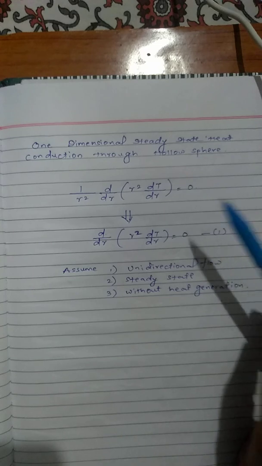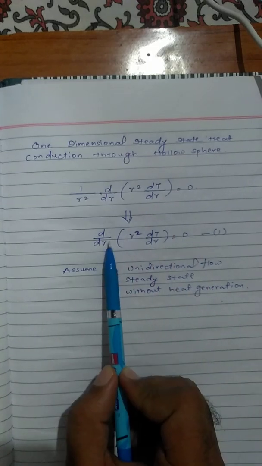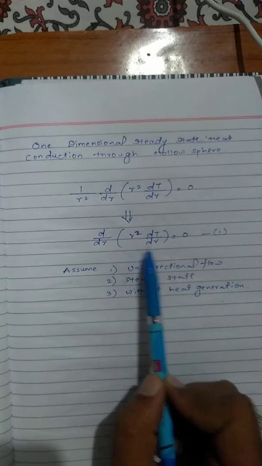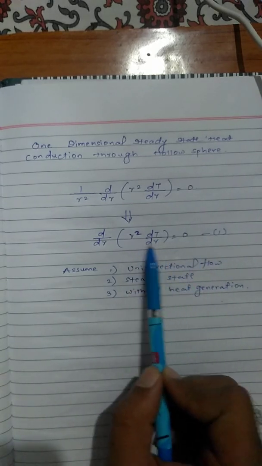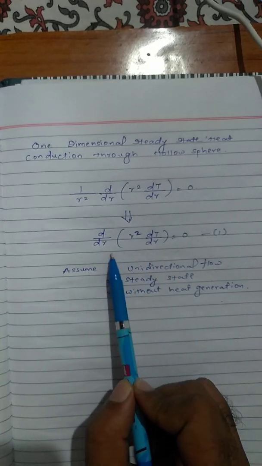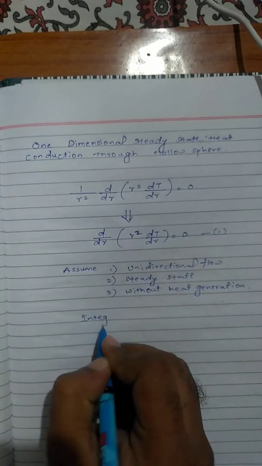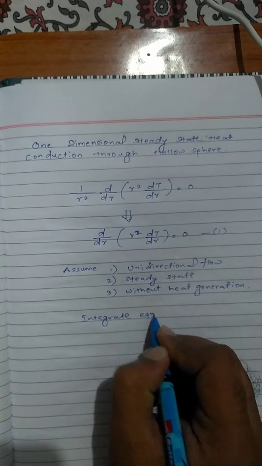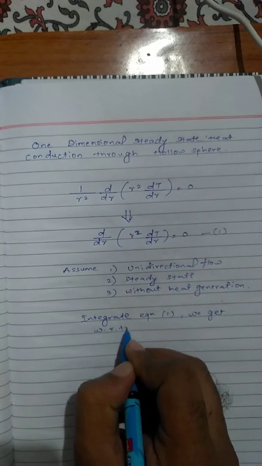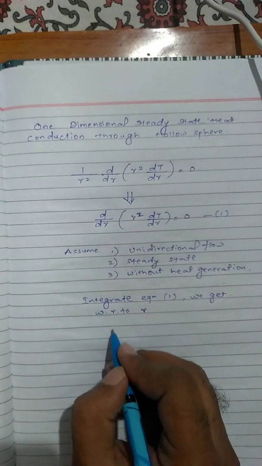heat generation. So from this relation we are going to transfer 1 by r square to this side. So we are reducing this relation to d by dr into bracket r square dT by dr is equal to 0. So this relation has a second order derivative, so we are going to integrate equation number 1 twice. So integrating equation 1, what do we have? Integrate equation 1, we get, so with respect to what we are going to integrate it? With respect to r.